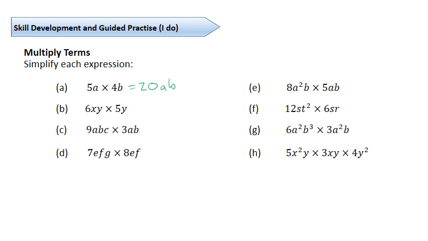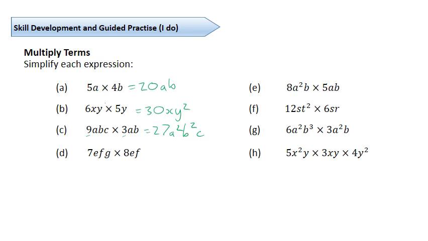6xy times 5y. So numbers first. 6 times 5 gives us our 30. X times, there's no other x's, and y times y, y squared. 9 times 3 for the first one, 27. A times A squared. B times B, B squared. And C's by itself.